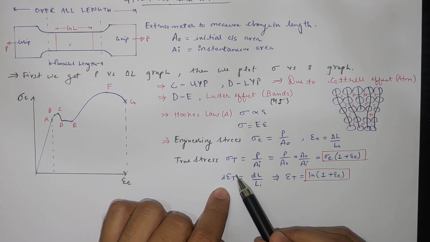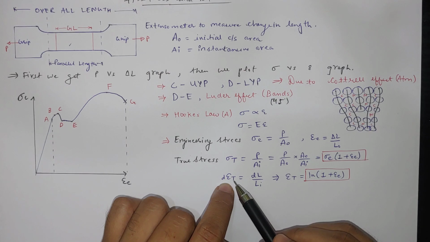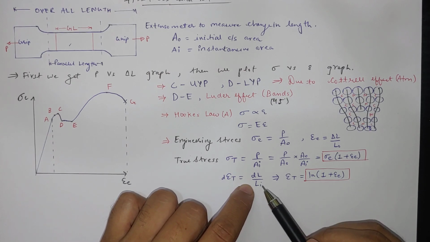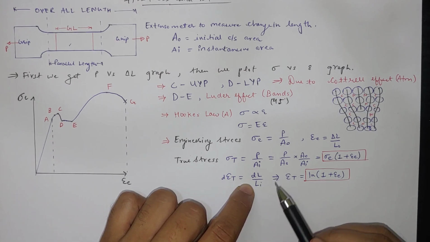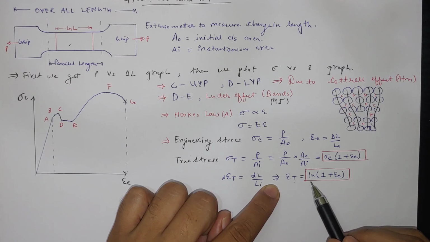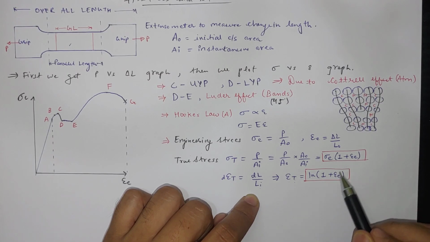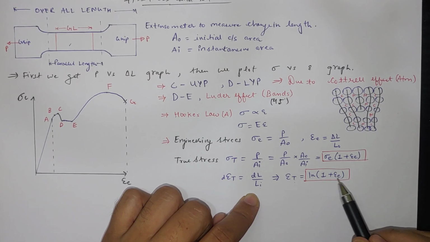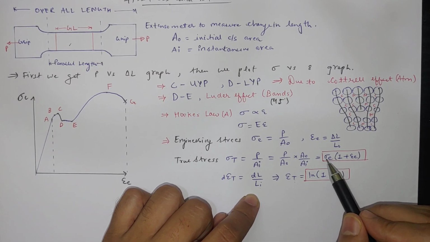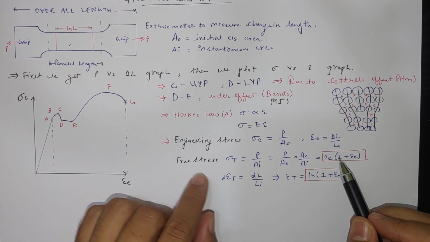If we take a small length dl and calculate true strain, it will simply be dl by L instantaneous. Now if we integrate it, epsilon T, the true strain, is the integral of dl by L, which is ln of 1 plus epsilon E. So these two are almost similar, with 1 plus epsilon E in both. Here we have sigma E, here we have ln. This is how you can remember true stress and true strain.